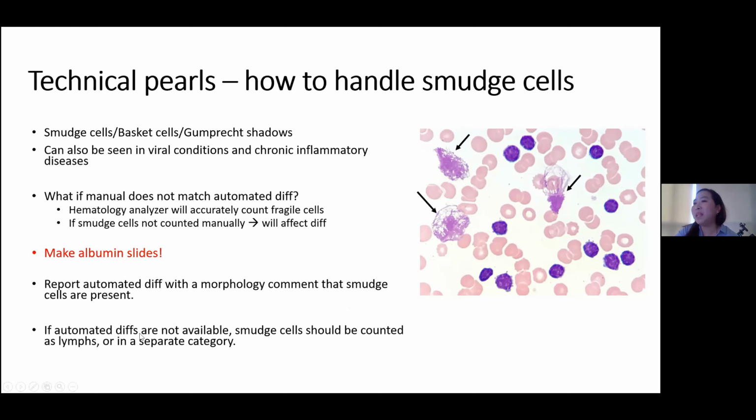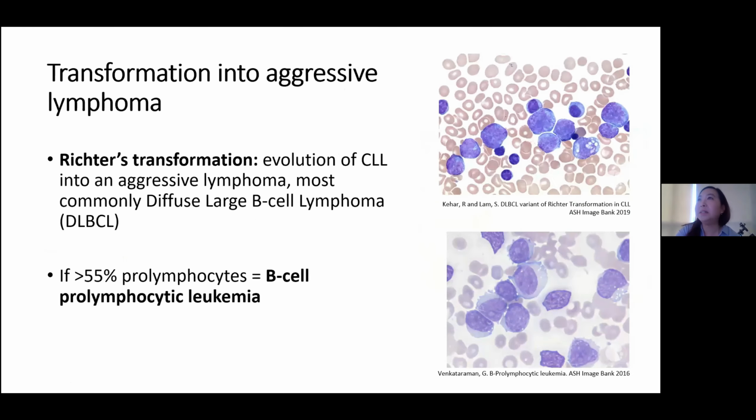But in some centers or places where you may not have an automated diff available, you should be aware that smudge cells should likely be counted as lymphocytes. Of course, you should make albumin slides or put them in a separate category. And in places where you use CellaVision, for example, the CellaVision usually puts the smudge cells in a separate category. So that's something you have to be aware of as well, that these are actually lymphocytes that are put in a separate category, but they have to be diffed as lymphocytes.